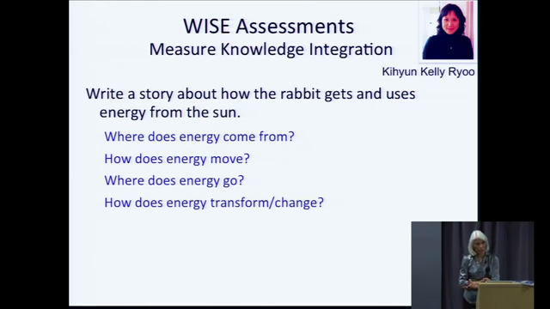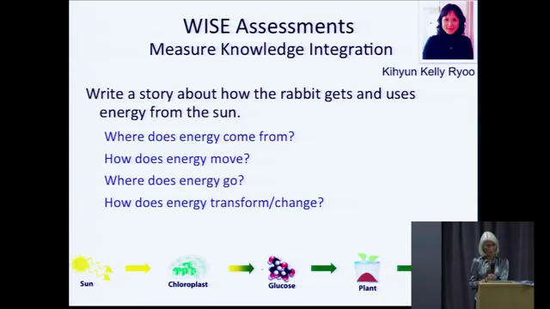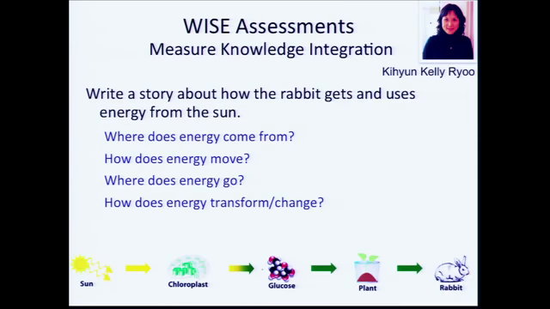So here's a kind of item that we've been looking at to help students integrate their ideas and develop cumulative understanding. Write a story about how the rabbit gets and uses energy from the sun. And we actually can give you a few clues here, but think about it. What would you say? How would you answer this question? What are some of the issues? There's some hints at the bottom.